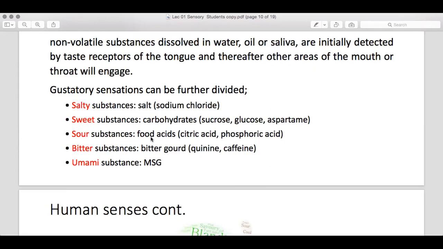Gustatory sensation can be divided as mentioned here. Salt substances: sodium chloride is the most common salty-taste chemical compound we consume daily.